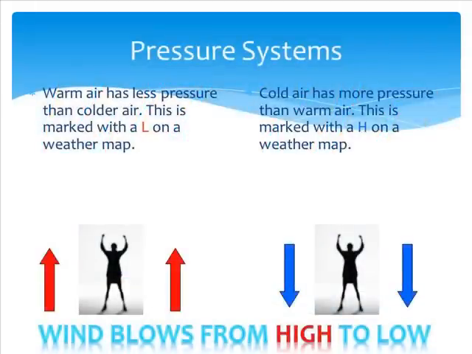Pressure systems. Warm air has less pressure than colder air because it's less dense. This is marked with a red L on a weather map. Cold air has more pressure than warm air. This is marked with a blue H on a weather map. Cold air is more dense than warm air. Remember, wind blows from places of high to low.